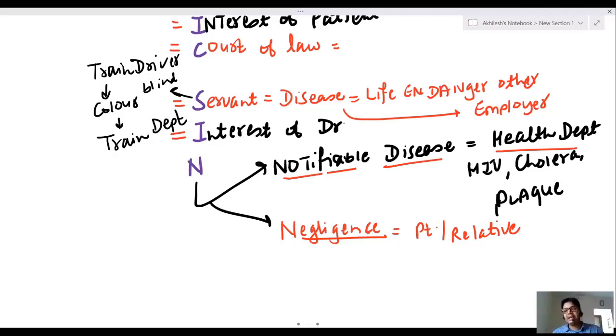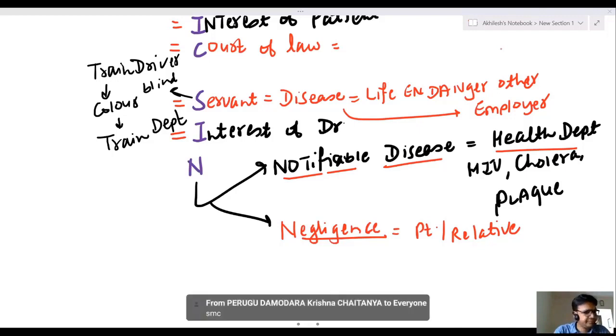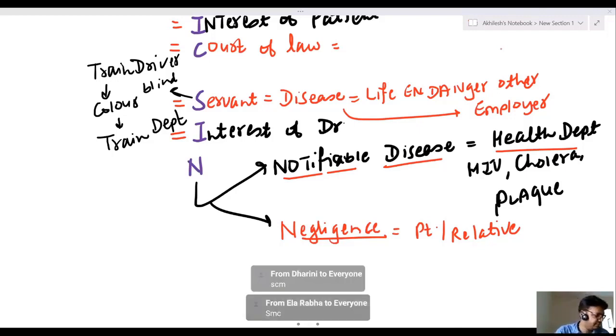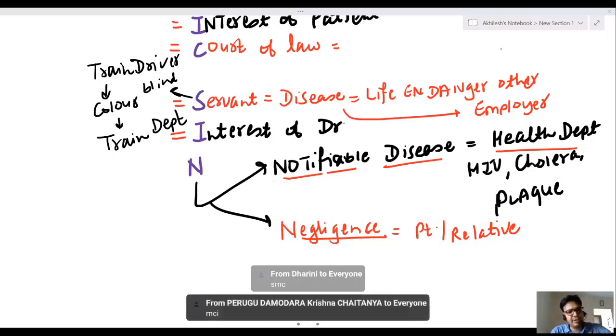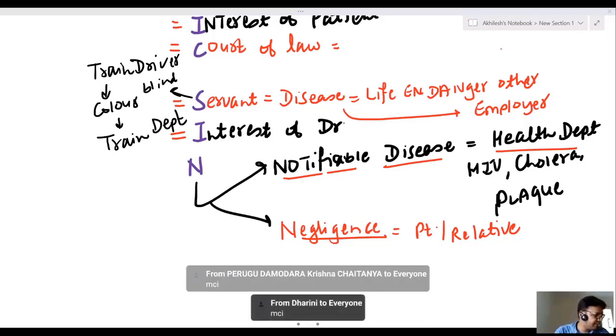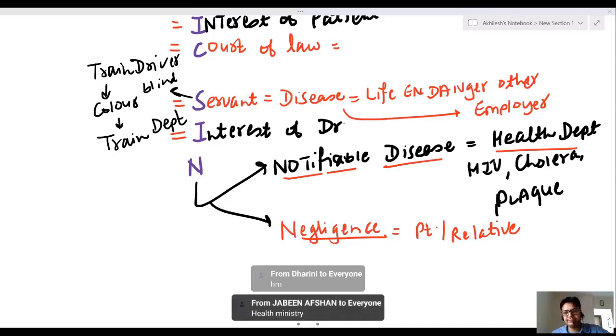So let's write the answers to 3-4 questions. Penal erasure is a punishment given by which body? Anyone? SMC. Penal erasure is confirmed by which body? MCI. Appealed at which level? Health Ministry. Very good, Health Ministry.